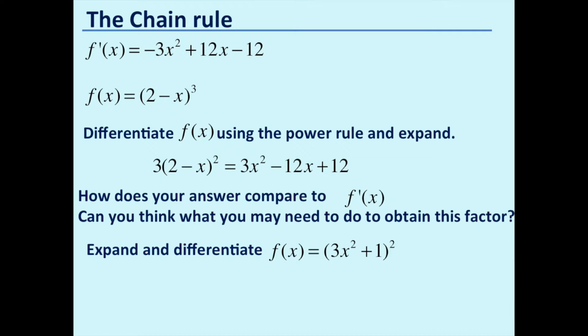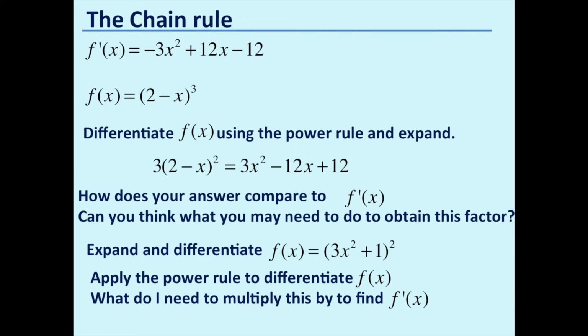Right, let's have a look at another example. So here, expand and differentiate this: (3x squared plus 1) all squared. So again, first of all, what I'd like you to do is just try and expand and then differentiate this using the tools that we already have, so the power rule. Once you have found the derivative, what I want you to do is to try and again see if we can find a shortcut. So apply the power rule to differentiate this, and then try and figure out what you need to do in order to actually get to the correct answer, which you should have found from here.